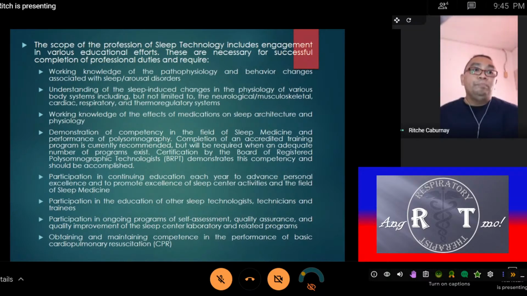It's also important to have a competency in the field of sleep medicine and performance of polysomnography, meaning a completion of an accredited training program is currently recommended but will be required when an adequate number of programs exist. A sleep technologist should have a certificate by the Board of Registered Polysomnographic Technologists, or BRPT. BRPT is a licensing body.